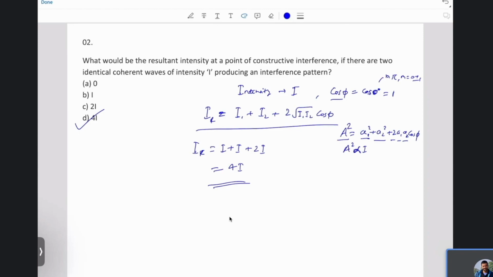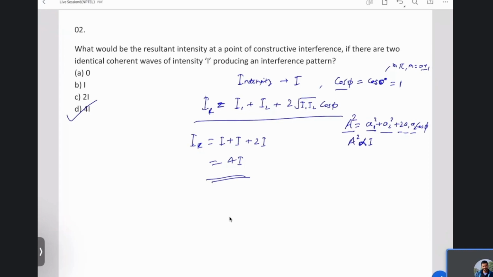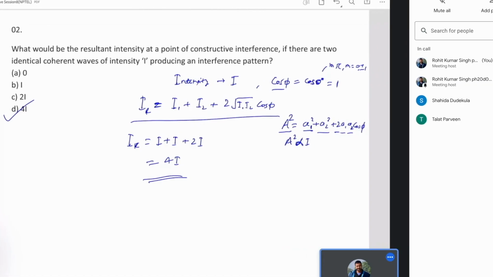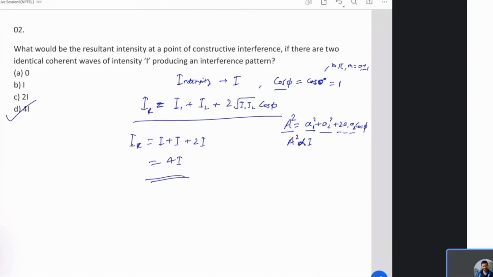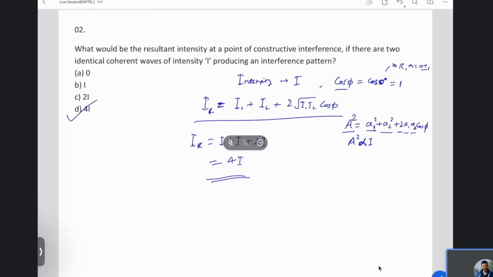Okay. Any question here? Shahida, Talat, is it okay?